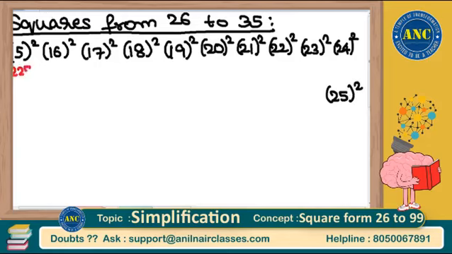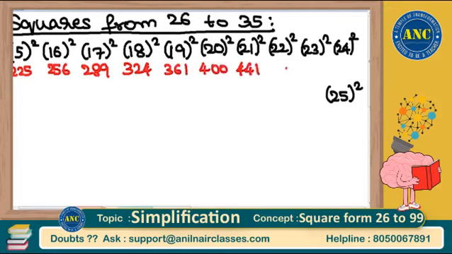This is 225, 256, 289, 324, 361, 400, and then it is 441, 484, 529, 576, and then it is 625. I am assuming that till here my students are very comfortable with. If not you are, please make it comfortable, sir.